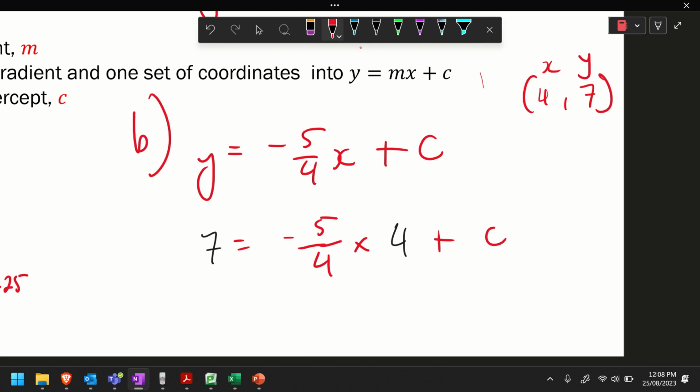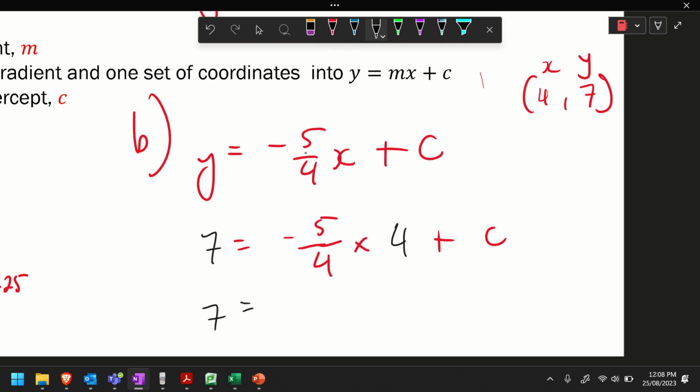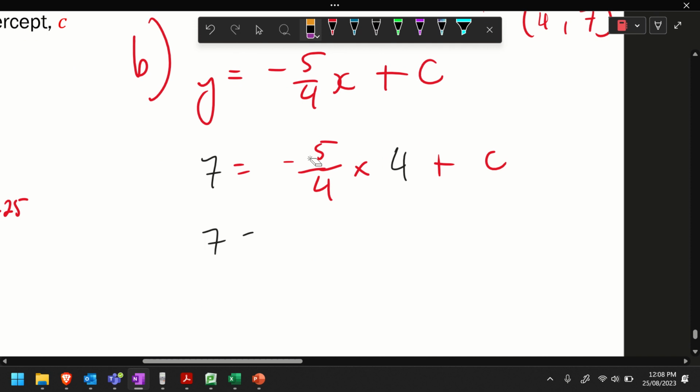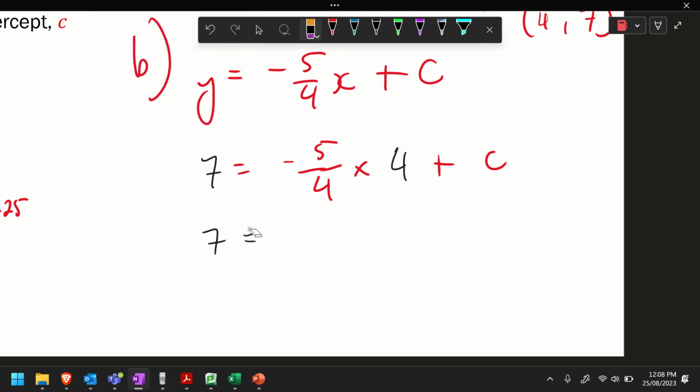And you guys have done this before. Now all you got to do is solve the equation. Okay, so 7 equals, if you're confused about this, use your calculator. So negative 5 over 4 times 4. Okay, use your calculator. 5 over 4 times by 4 equals negative 5. So it's negative 5 plus c.